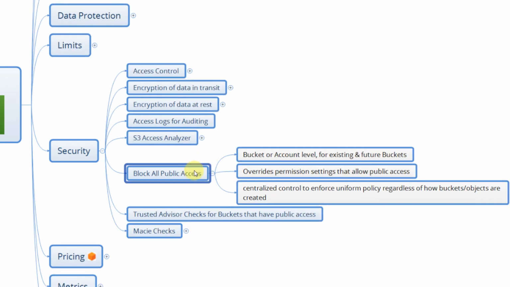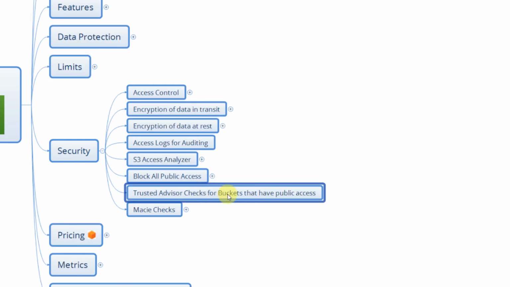Block all public access is an ability for the user to use at a bucket or account level for existing and future buckets. And this flag overrides permission settings that allow public access. It provides a way to have centralized control to enforce uniform policy, regardless of how individual buckets and objects are created. Trusted Advisor supports security by checking for buckets that have public access.